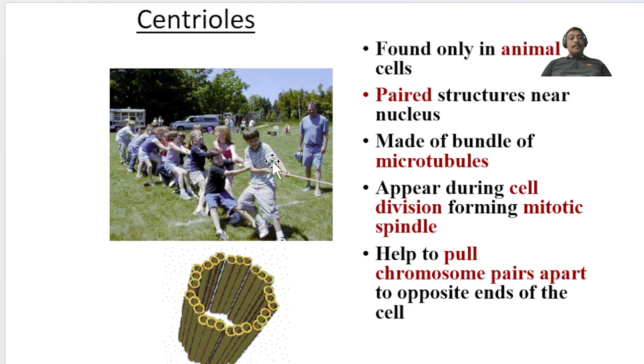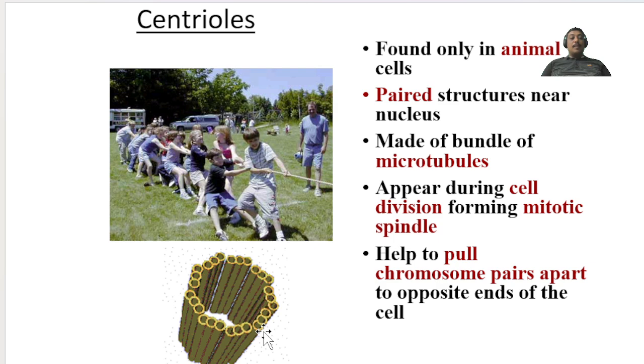So as you can see here, the children are pulling the ropes. Similarly, these microtubules will also pull the chromosomes inside the cell. When the cell has to divide, the nuclear material will duplicate, and then each of these duplicated nuclear materials will be attached to these microtubules on either side, and then these microtubules will start to pull them to either side. So literally speaking, it is with the help of microtubules.